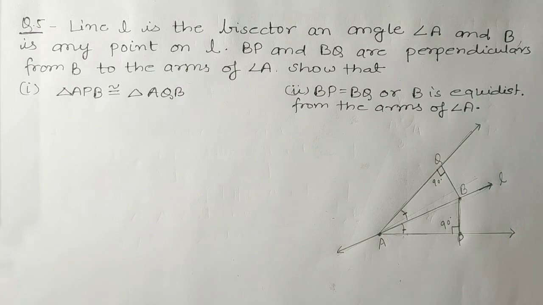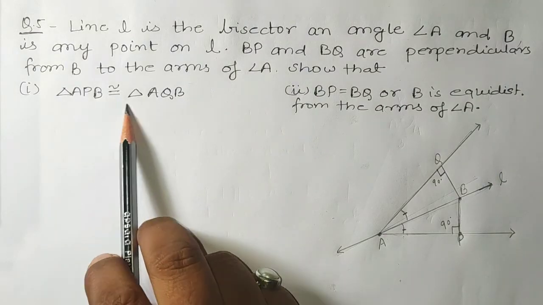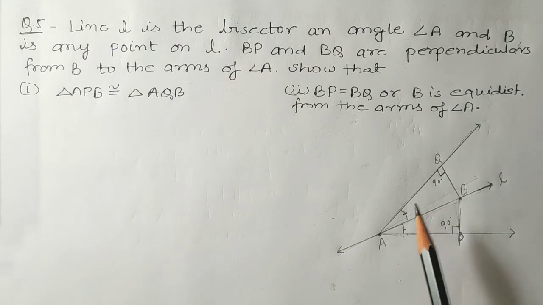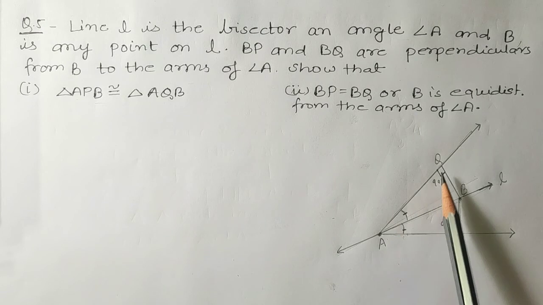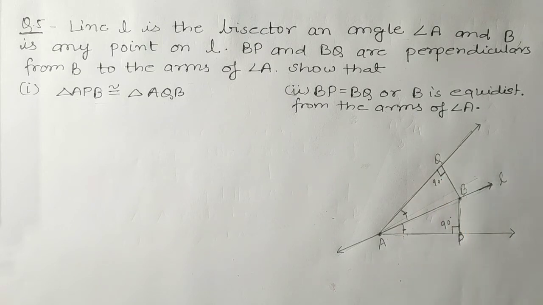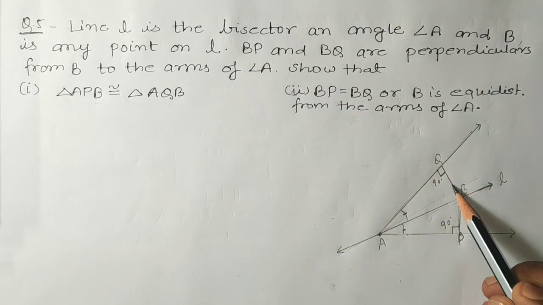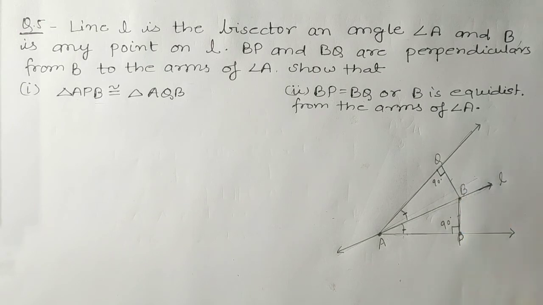So we have to show that these two triangles are congruent, meaning triangle APB and triangle AQB. The second thing is that we have to prove that BP is equal to BQ, meaning we have to show that this side is equal to this side. So firstly we'll prove that these two triangles are congruent, then we'll do this.